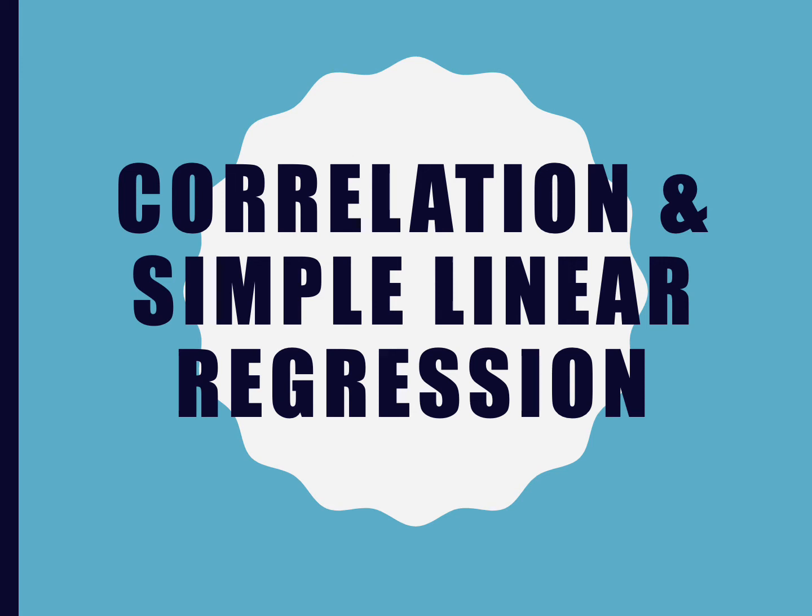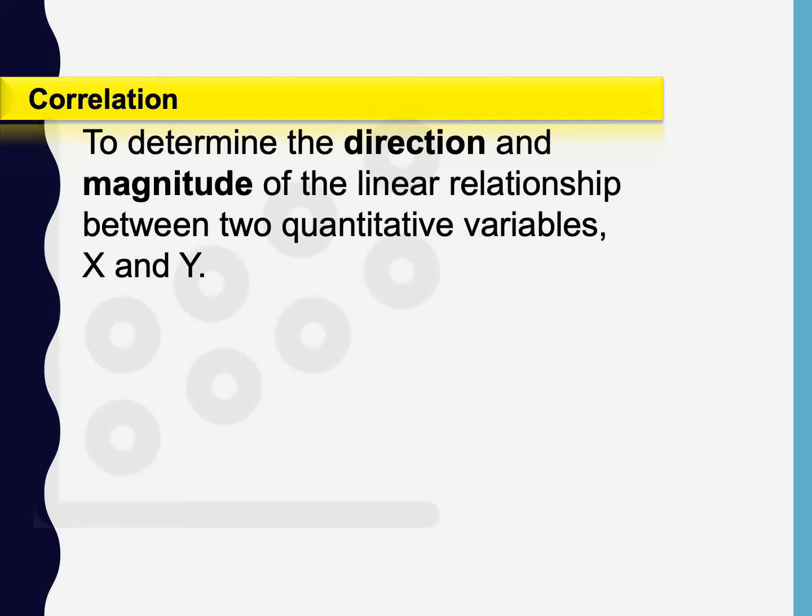In this video presentation, we are going to discuss correlation and simple linear regression. By definition, correlation is used to determine the direction and magnitude of the linear relationship between two quantitative variables. Let's say those variables are denoted by x and y.